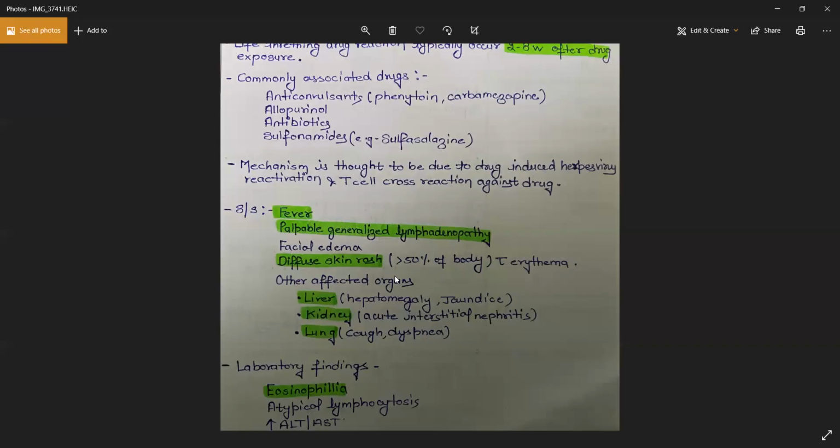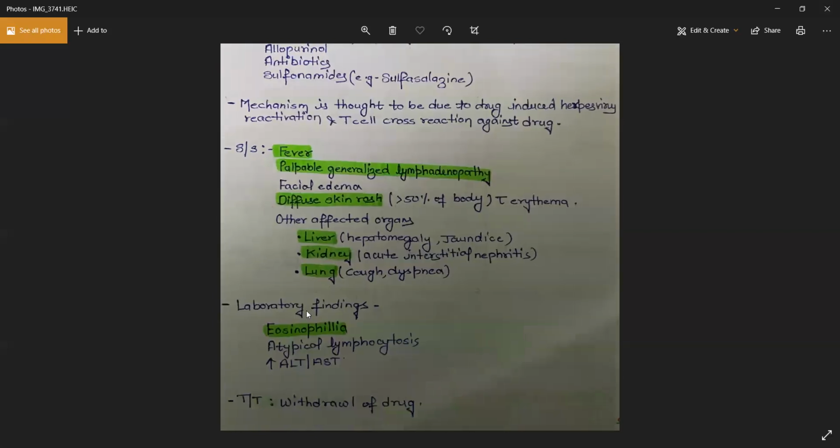Other signs of organ damage would be there, like the liver damage. You will have a hepatomegaly, jaundice, high ALT, AST count. In the kidney, you can have an acute interstitial nephritis that can lead to a high creatinine count and oliguria. Patient can have some cough and dyspnea in the lungs because of the fibrosis. On the laboratory findings, you can have eosinophilia, atypical lymphocytosis, and high ALT, AST, and the treatment will be the withdrawal of the drug.